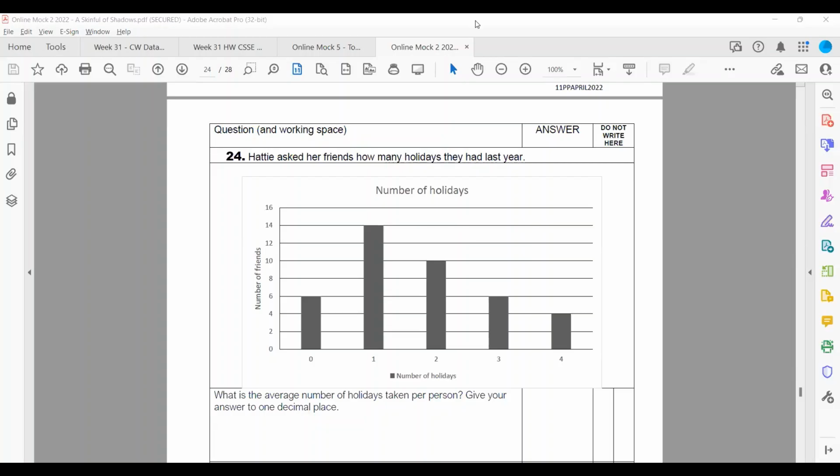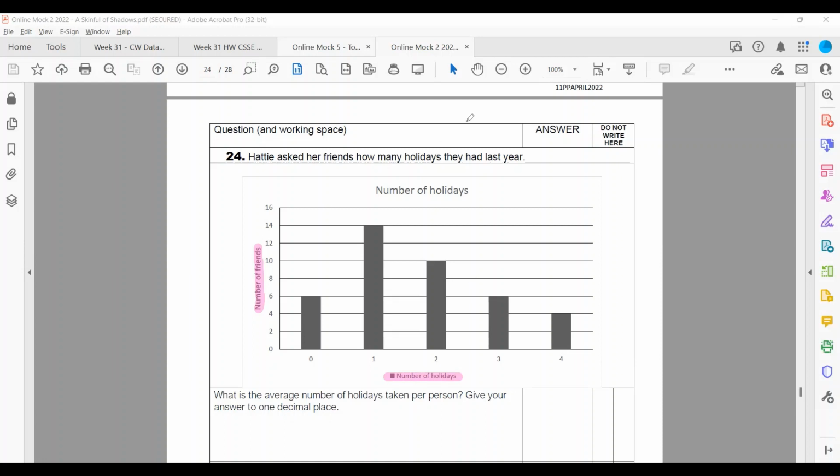Okay, we're going to have a look at another line graph. So this time we're told that Hattie asked her friends how many holidays they had in the last year. So again, making sure you read the axes. The number of friends is here and each line represents 2 friends. And across the bottom, we have the number of holidays. So 0 holidays, 1 holiday, 2 holidays, 3 holidays, 4 holidays.